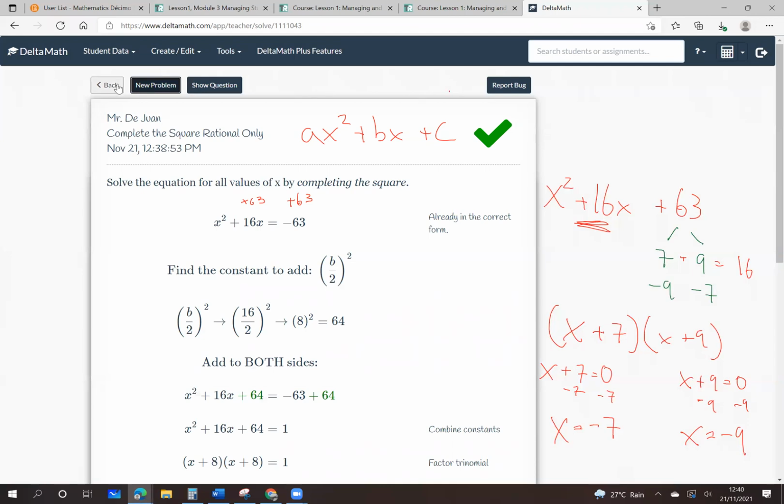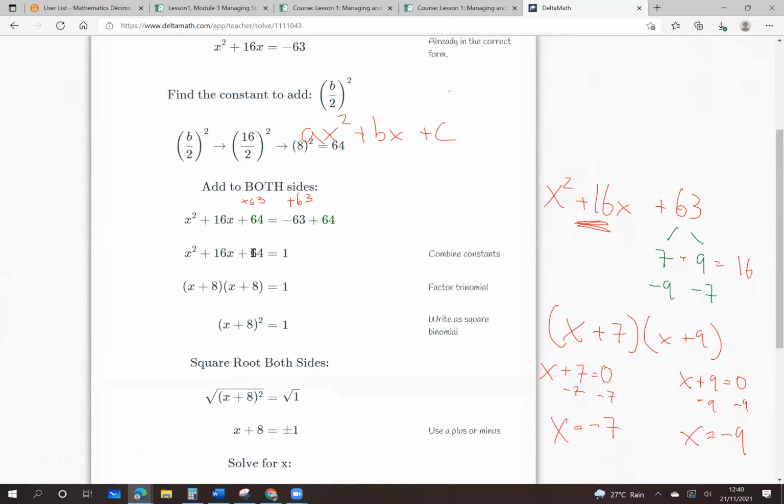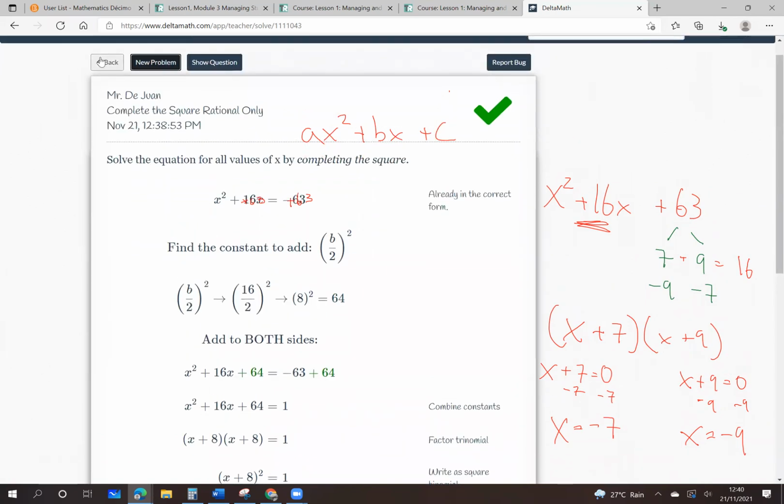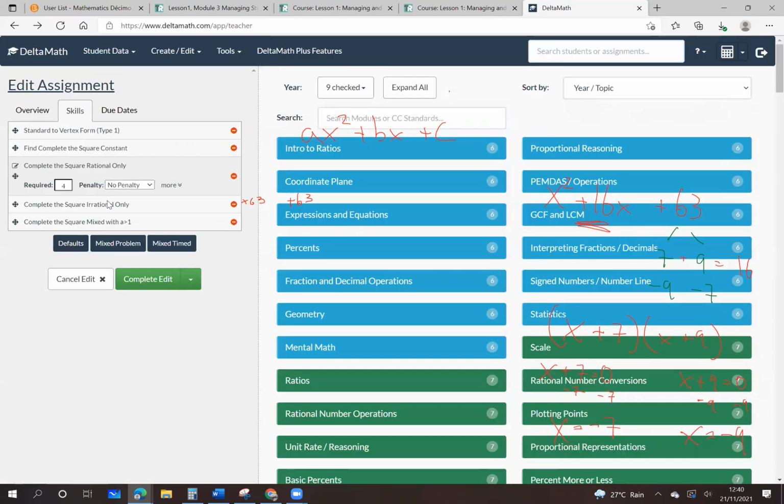You will save yourself time. Of course, you're more than welcome to practice the steps that we've done in class. But to save time, you can always factor it here, okay?